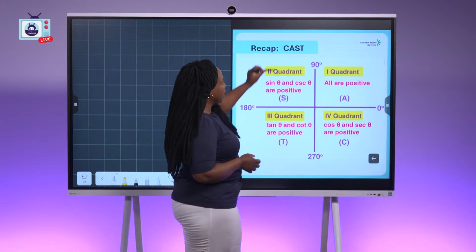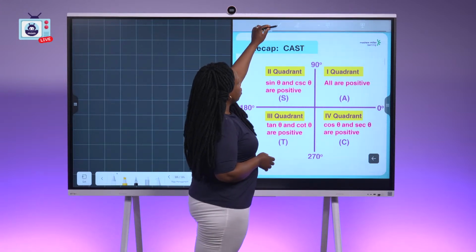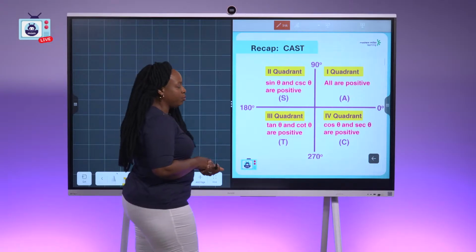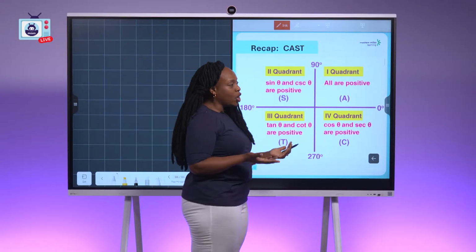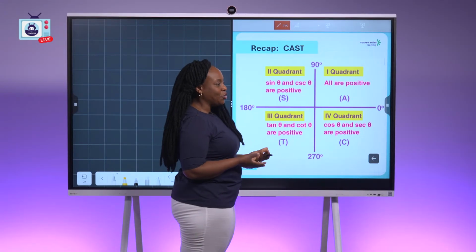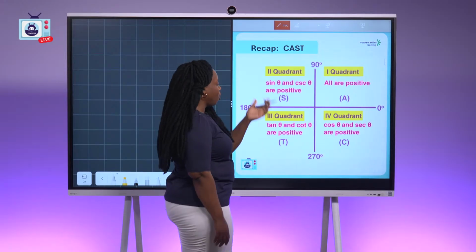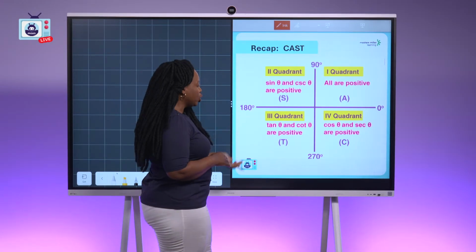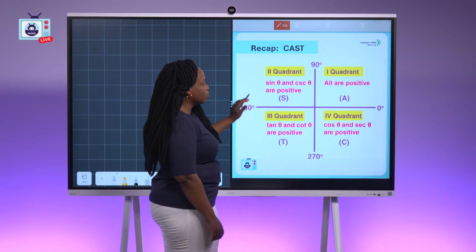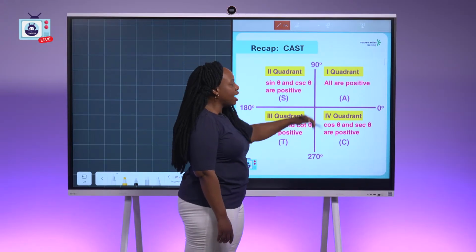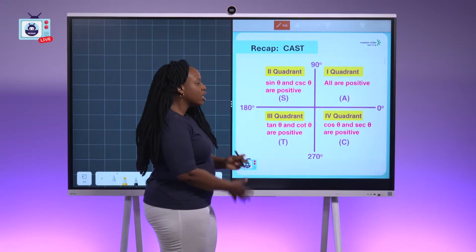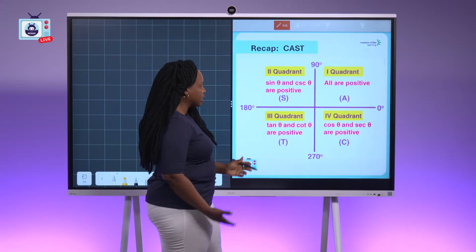And again, we have CAST, which is what we know. We have many, many slogans, and one of them is "All Students Take Coffee," which nowadays might not be true. Some can call it "All Students Take Calculus," and many others you can have, right? So this is what you need to know, just to remember what is happening in the first quadrant, second quadrant, third and fourth, and which ratio is positive.